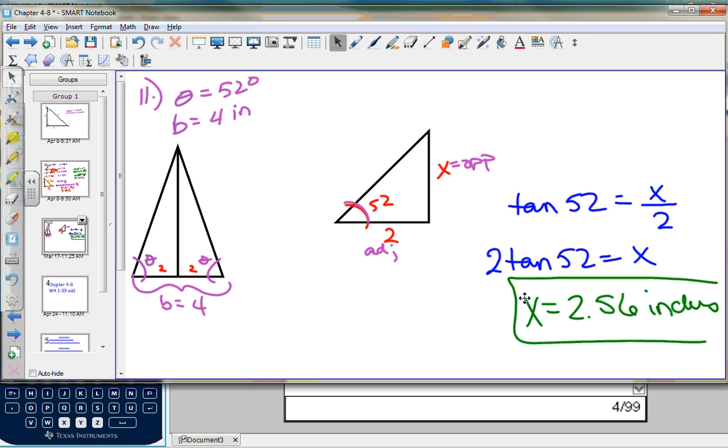So that's how you're going to do problems 1 through 14. The rest of the word application problems, it's the height. You need to just find the right triangle every time.